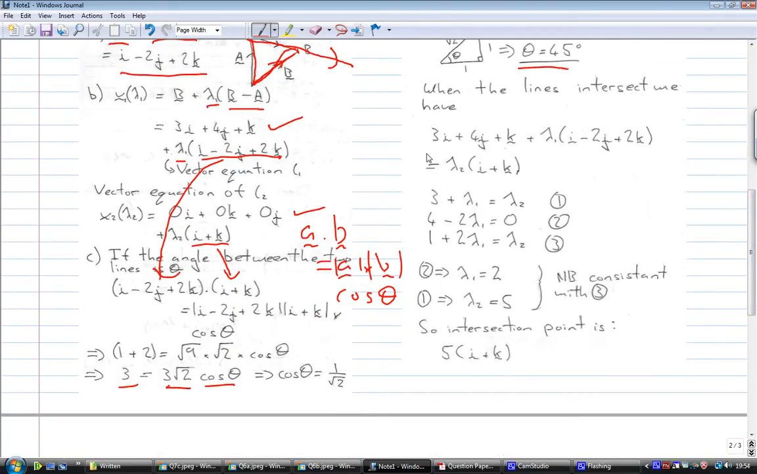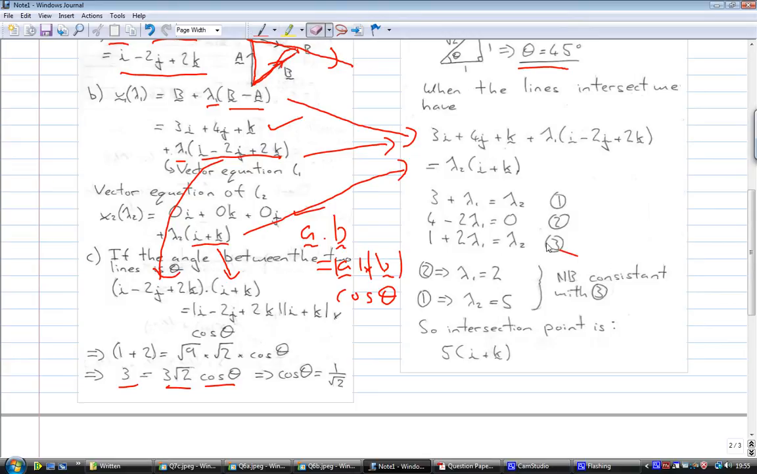Now, when the lines intersect, we have to put the equation we got from here equal to this, and we'll find out what lambda 1 and lambda 2 come to. The next step is to equate your i's here with the i's over here. So here you have 3 plus lambda 1 in front of the coefficient of this i equals lambda 2. Then 4 minus 2 lambda 2 equals 0, and so forth.